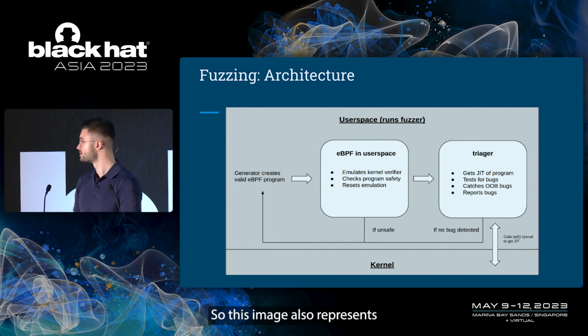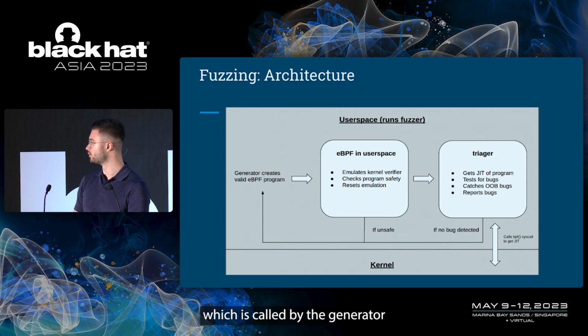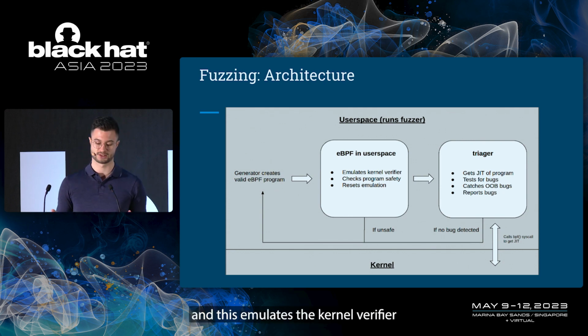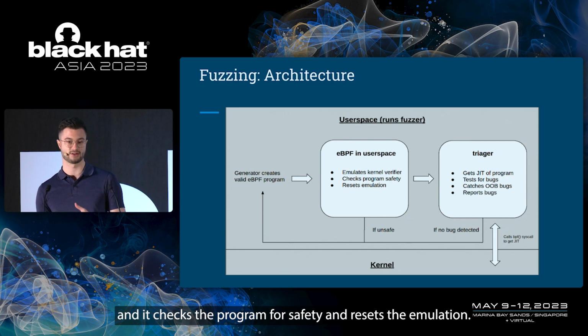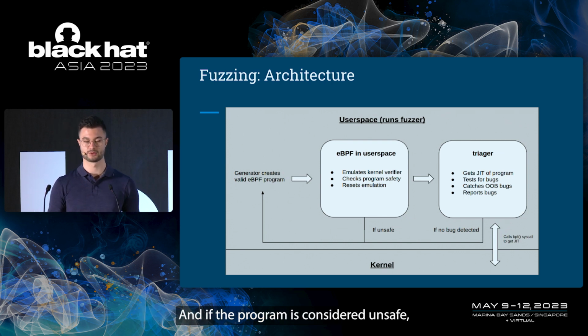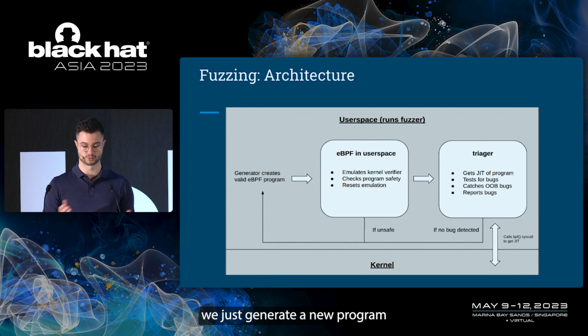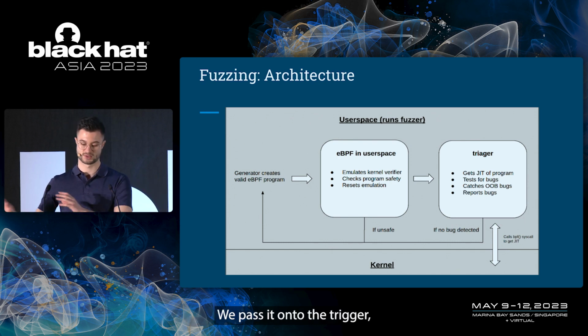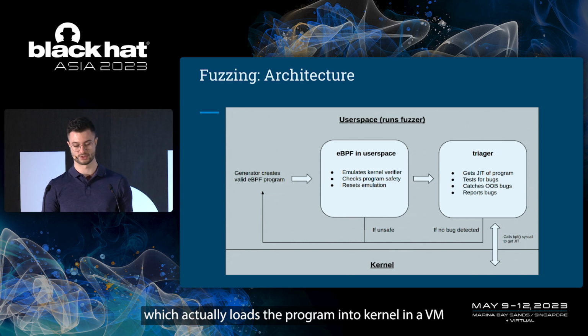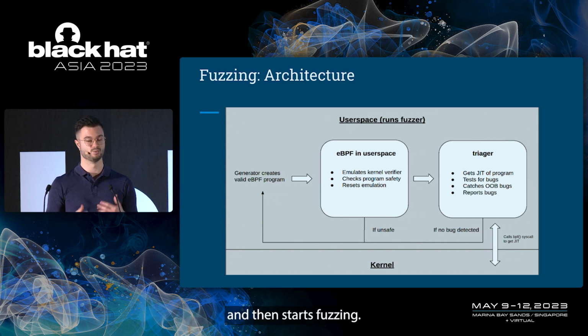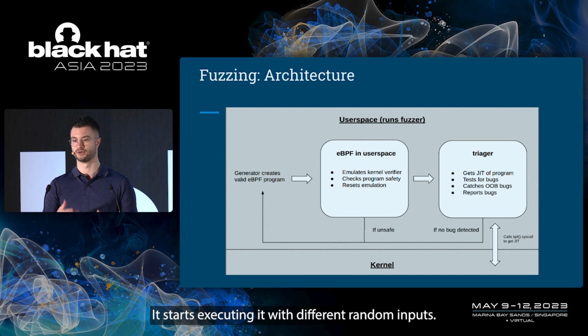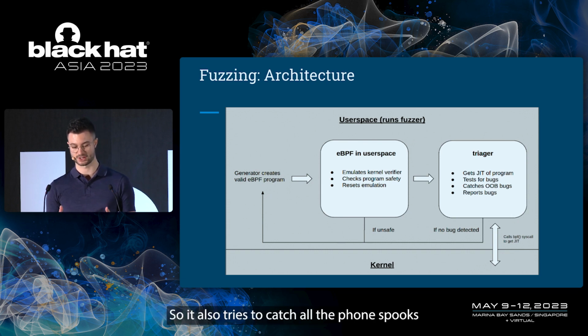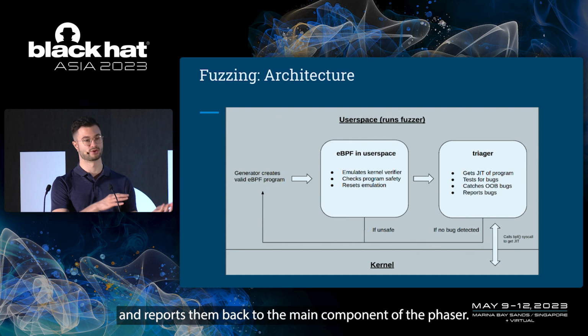So this image also represents the architecture of the first version. We have the eBPF in user space, which is called by the generator. And this emulates the kernel verifier, and it checks the program for safety and resets the emulation. And if the program is considered unsafe, we just generate a new program until the program is considered safe. And if the verifier believes this program is fine, there's no security issues here, we pass it on to the triager, which actually loads the program into the kernel in a VM, and then starts executing it with different random inputs. So it also tries to catch the out-of-bounds bugs and reports them back to the main component of the fuzzer.